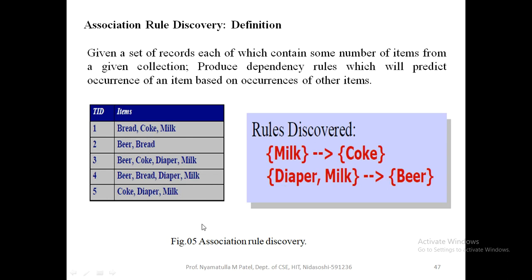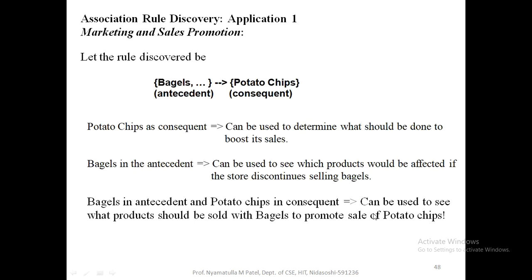Dependency means a person who buys the milk will buy a coke, and a person who buys a diaper and milk will also buy a beer. Application: marketing and sales mix proportion. Let the rule discovered be bagels equals potato chips, antecedent and consequence. Now, potato chips as consequence can be used to determine what should be done to boost its sales.